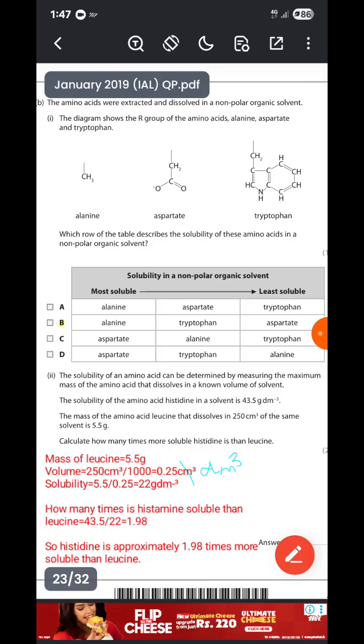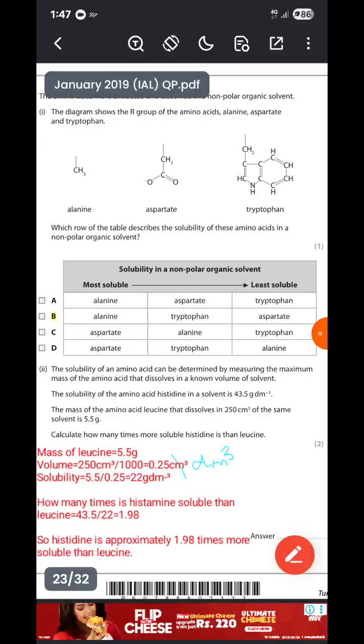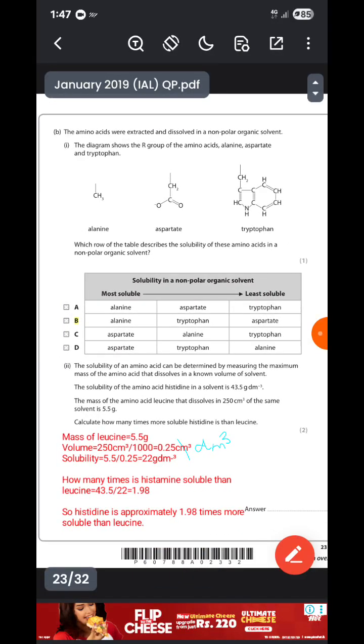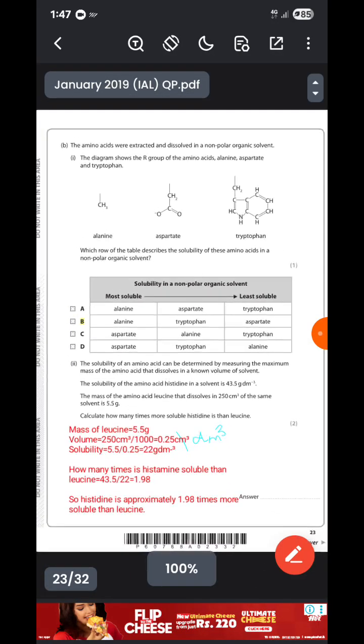Alanine is most soluble because it only has CH3. Okay. It is easily dissolvable, especially in organic solvents. Then second is tryptophan. Okay. Because now the problem is between aspartate and tryptophan, but aspartate has a COO group. Okay. So it's a carboxylic group. So carboxylic groups are not soluble. Okay. So because of that, tryptophan comes second and aspartate comes last. It's the least soluble. Okay, because it has double bonds with oxygen, especially. So you know, especially the double bonds between carbon and oxygen, they are really strong. Okay.